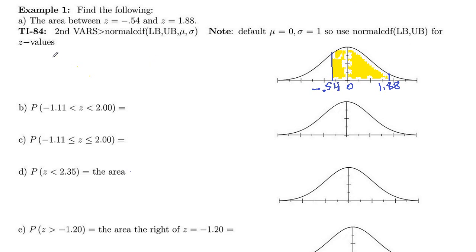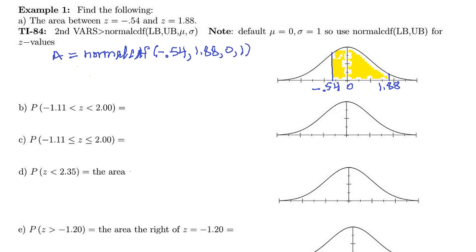So our area here, we're going to use that normal CDF function. So that's our command. Anytime you use these for a hand-in assignment, write down your calculator command. Our lower cutoff is negative 0.54. Our upper cutoff is 1.88. And then we put in our mean and standard deviation, 0, 1.